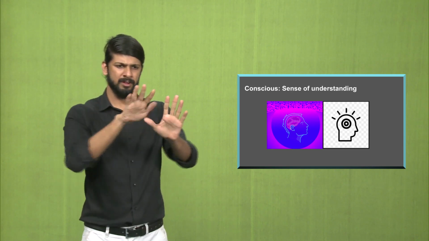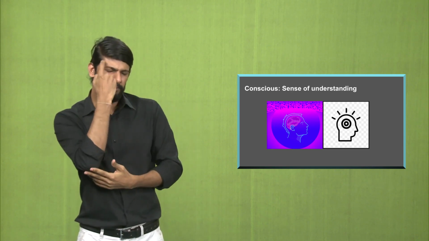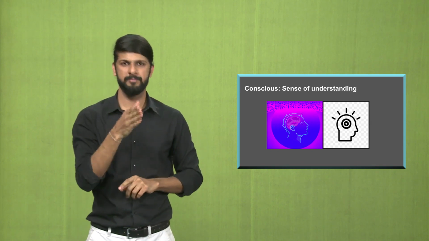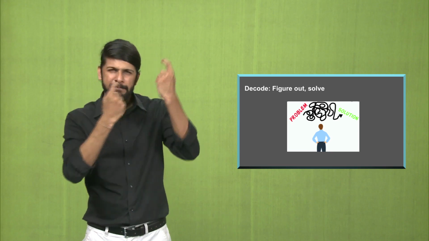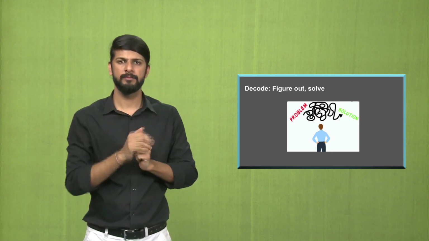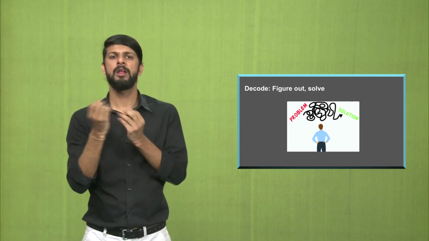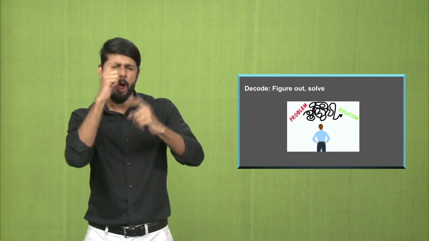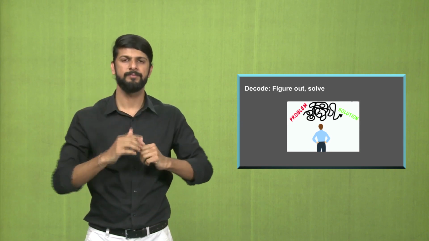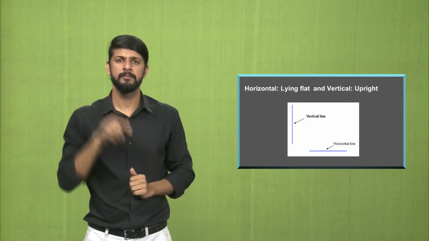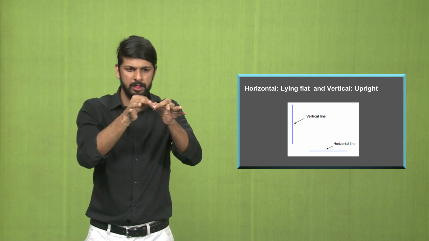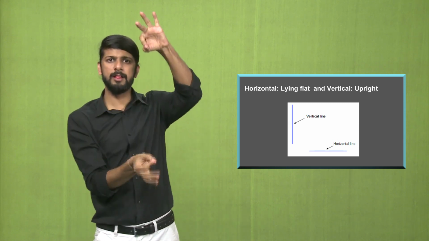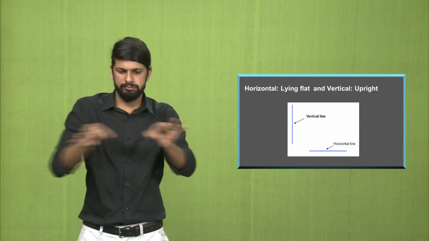Conscious is a sense of understanding. Decode is to figure out or solve. Horizontal is something which is lying flat. Vertical is something which is upright.